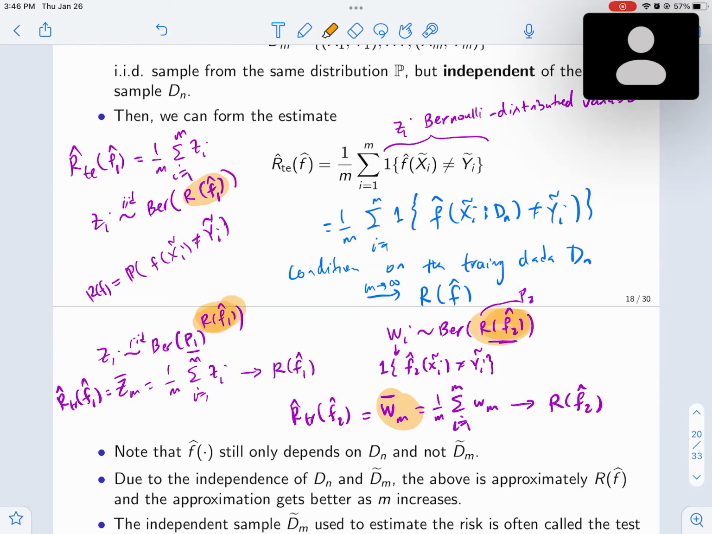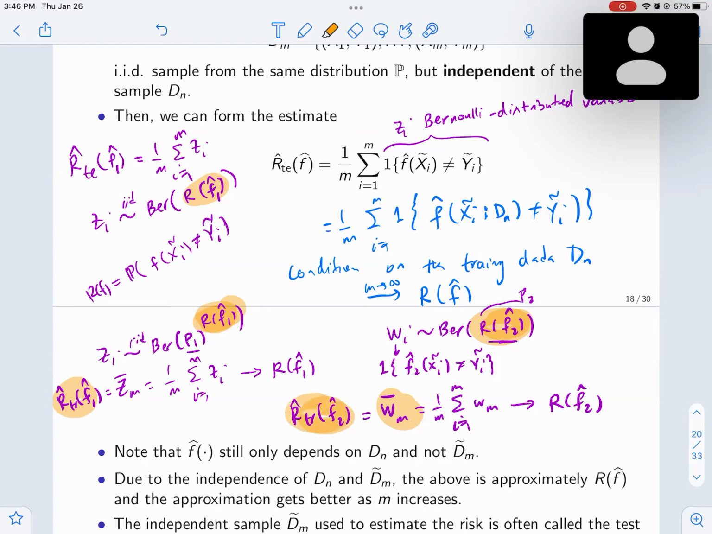I want R of f hat. If R of f hat 1 is really bigger than R of f hat 2, f hat 2 is the complex one. I'm going to pick f hat 2. But I don't have the actual risk. I just have this training error of f hat 1 and training error of f hat 2, which is just a sample average of these Bernoullis with that probability. This is also a sample average of those. And I want to compare.